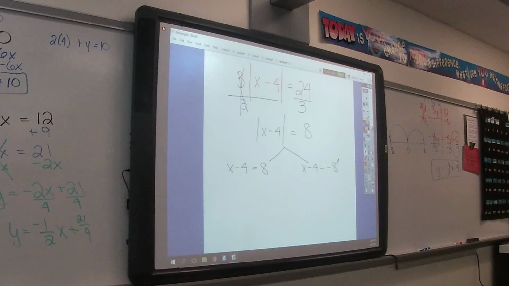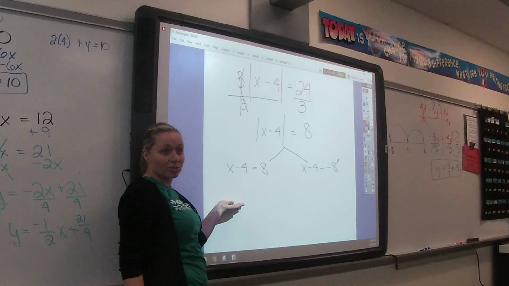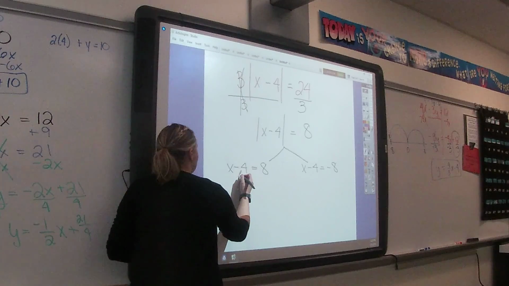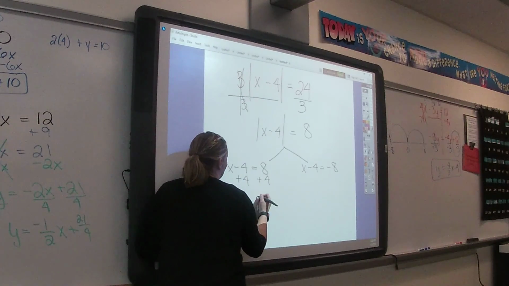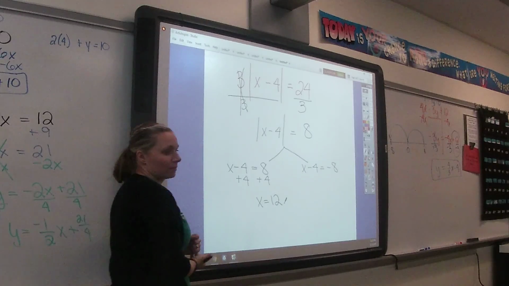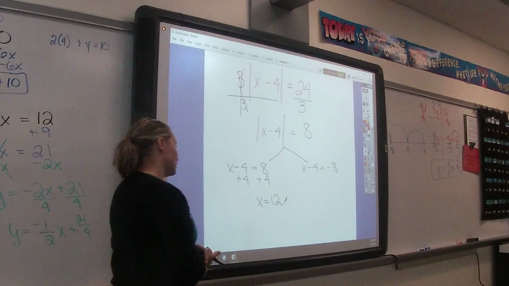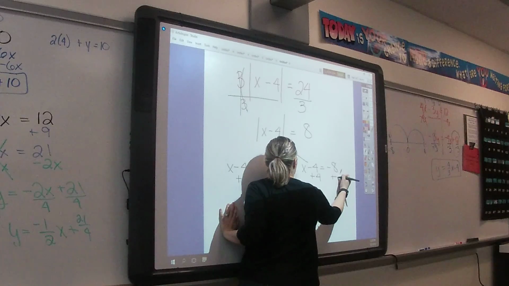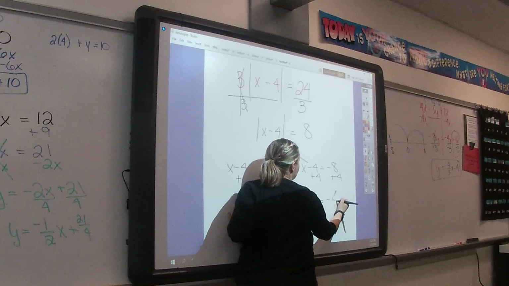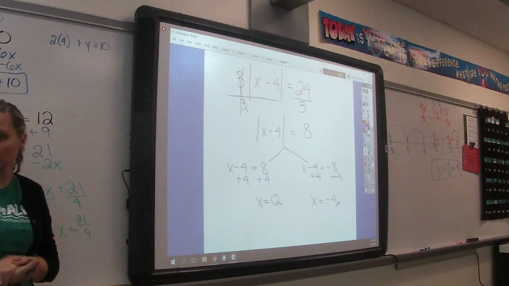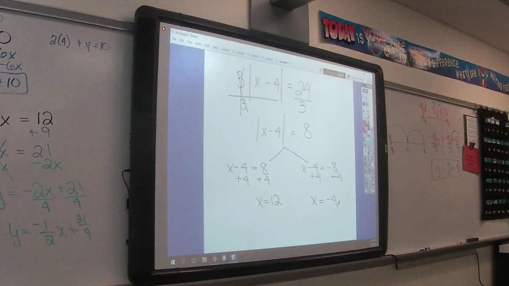And yes, you are looking at this correctly. When my students go, you mean I have to solve 2 equations now? Yup, you sure do. So now you have to solve this as 2 separate equations using our rules of equations that we already know. Okay, so we're undoing subtracting 4 by adding 4. Be careful because they are not always one positive and negative option. So we get x equals 12 and x equals negative 4.